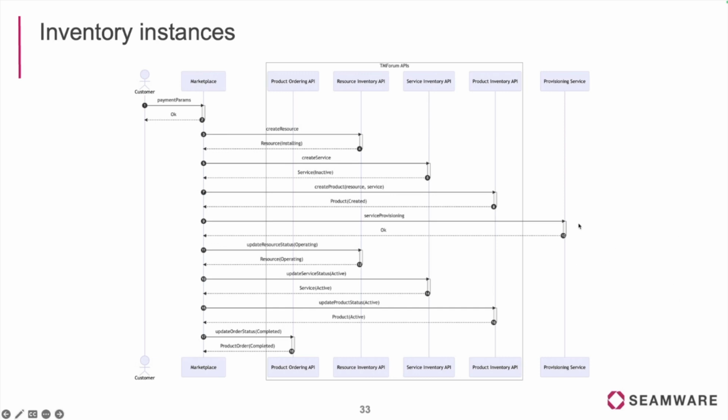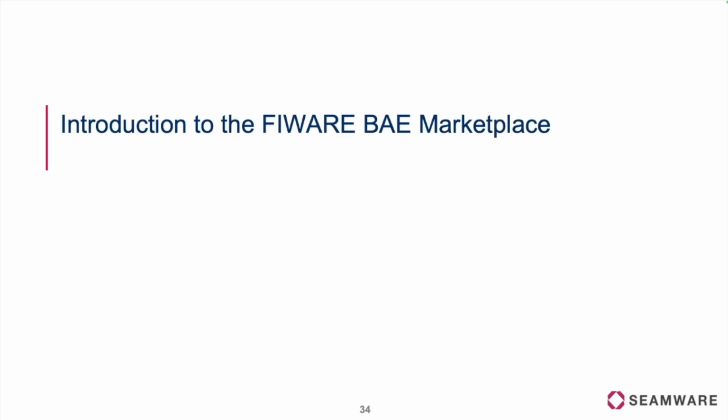The point is that after this call, all the services are running and the resources are deployed, so we update the status of the resources, we update the status of the services, and we update the status of the product in the inventory, and we set it in active state. Now that everything is running, we update the order status to completed. So now the services are procured, the customer has access to them, so the product order is completed.